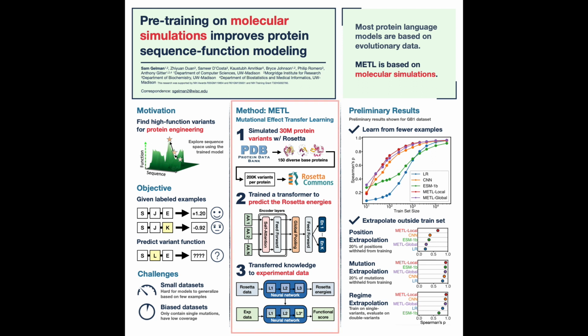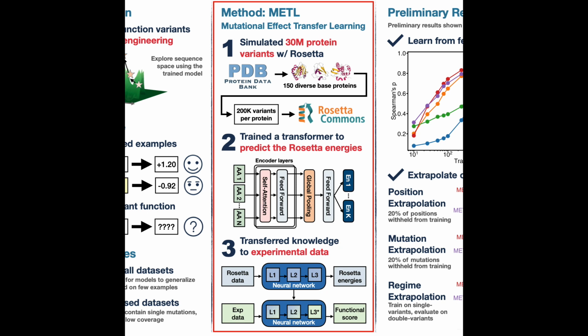Our method is called mutational effect transfer learning, or METAL for short. Step 1 of our method is to select 150 diverse base proteins from Protein Data Bank. Then we generate 200,000 variants for each protein, where each variant has 1 to 5 amino acid substitutions. This gives us a sample of the local sequence space around each of the 150 diverse base proteins. Then we run those variants through the Rosetta molecular simulation software in order to compute energy terms for each variant. The energy terms capture different aspects of protein stability.